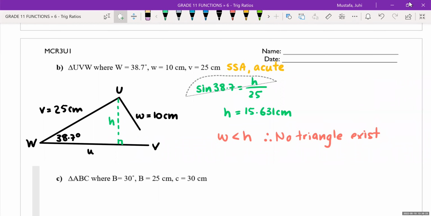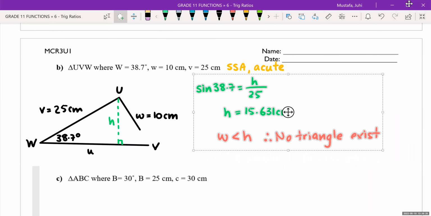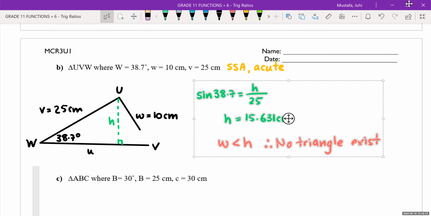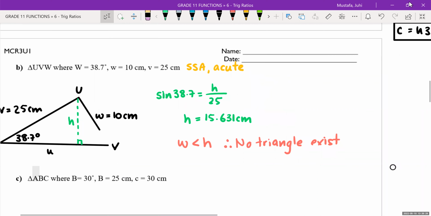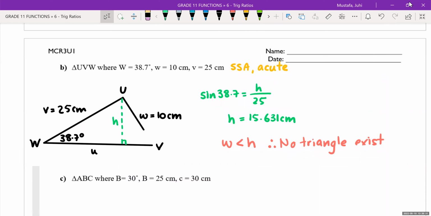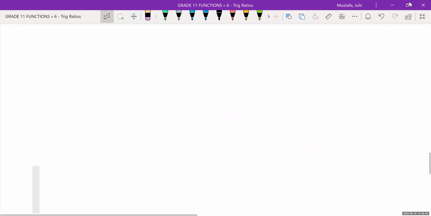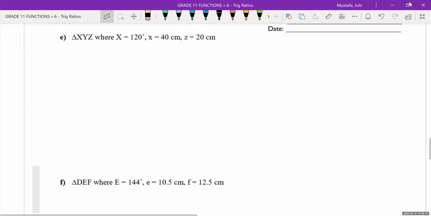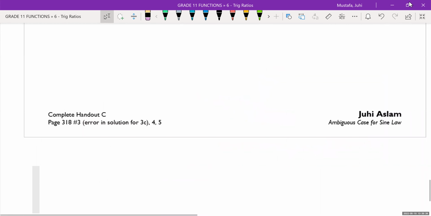All right, that was a nice long introduction to the ambiguous case. We're gonna pause here. In tomorrow's class, I'm gonna go over the rules really quickly, but I'm hoping you will memorize them. And then we will do questions C, D, E, F, and G. So 5 examples, and then I'll give you some textbook questions for you to try on your own.